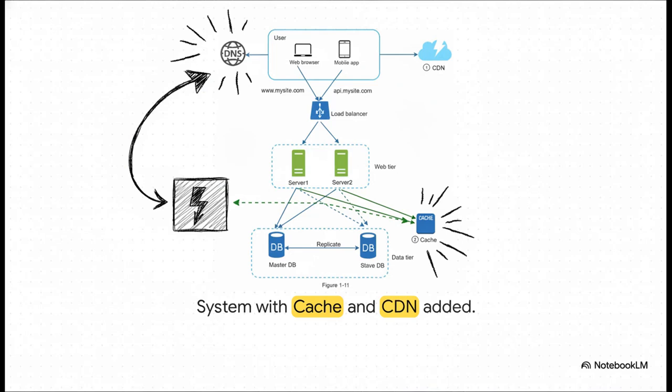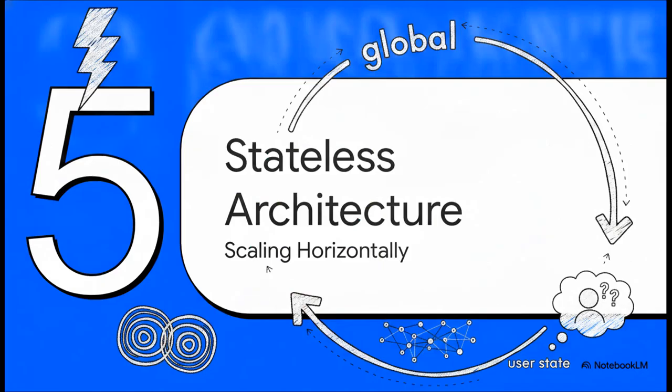Just take a look at how our core web and data tiers are now totally shielded by these new speed layers. The CDN is out there intercepting the static asset requests right off the bat, while our cache is sitting snug beside the databases, keeping their workload light. Honestly, the performance jump at this stage is literally night and day. But what happens when we start going truly global?